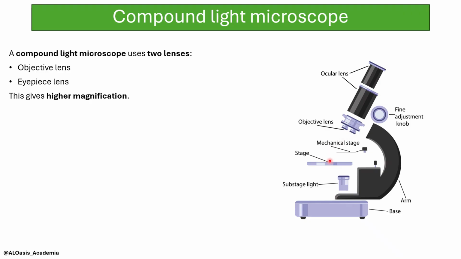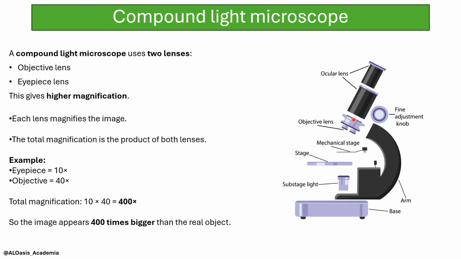Whatever cells or tissues you have, you will place them on the stage, and then you will look through this position here. You will look through the first lens, which is the ocular lens, and then through the objective lens, and then you see the object. Because two lenses are used here in the light microscope, the magnification is even higher, and you would see the object even bigger.